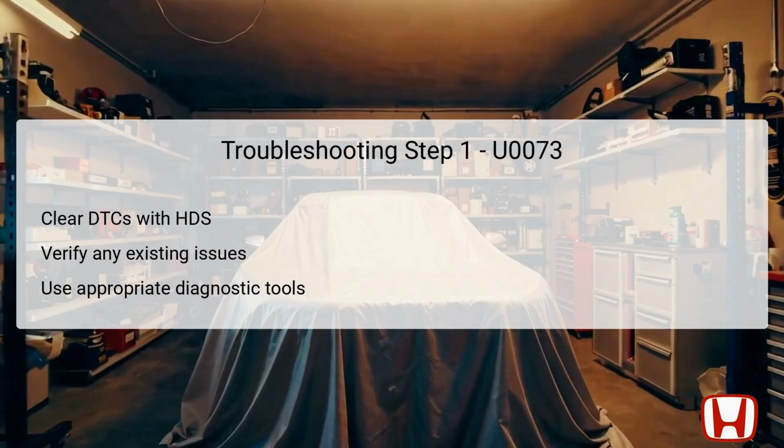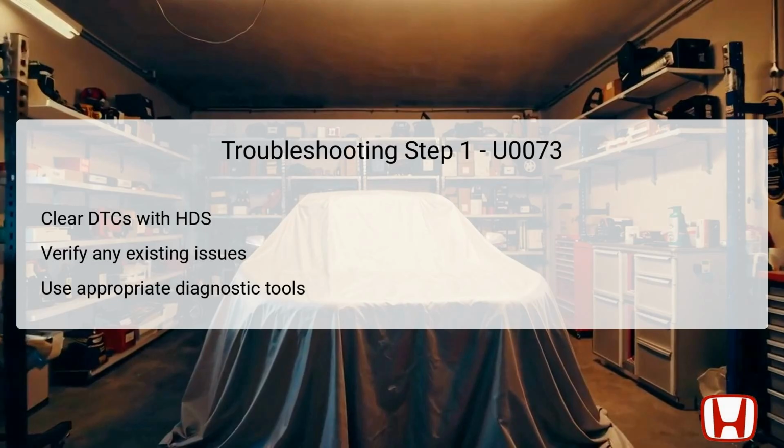The first troubleshooting step for addressing DTC U0073 is to clear the Diagnostic Trouble Codes, DTCs, using the Honda Diagnostic System HDS tool. The HDS is an advanced diagnostic tool specifically designed for Honda vehicles and is essential for accurately reading and clearing codes. After clearing the codes, turn the vehicle to the off lock position and then to the on position. This reset can help in verifying whether the problem persists.